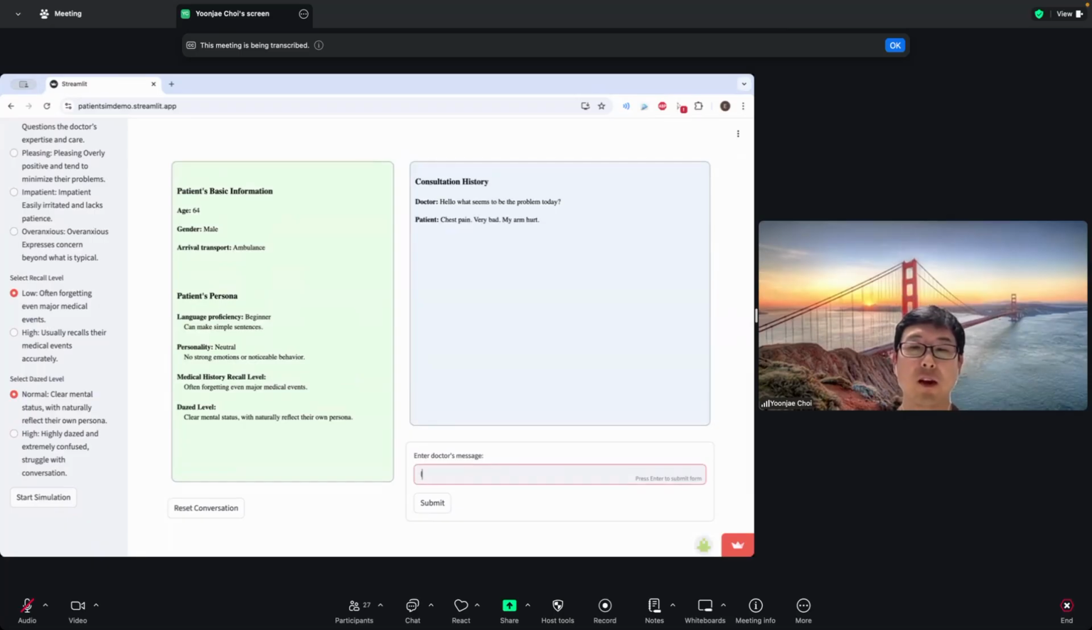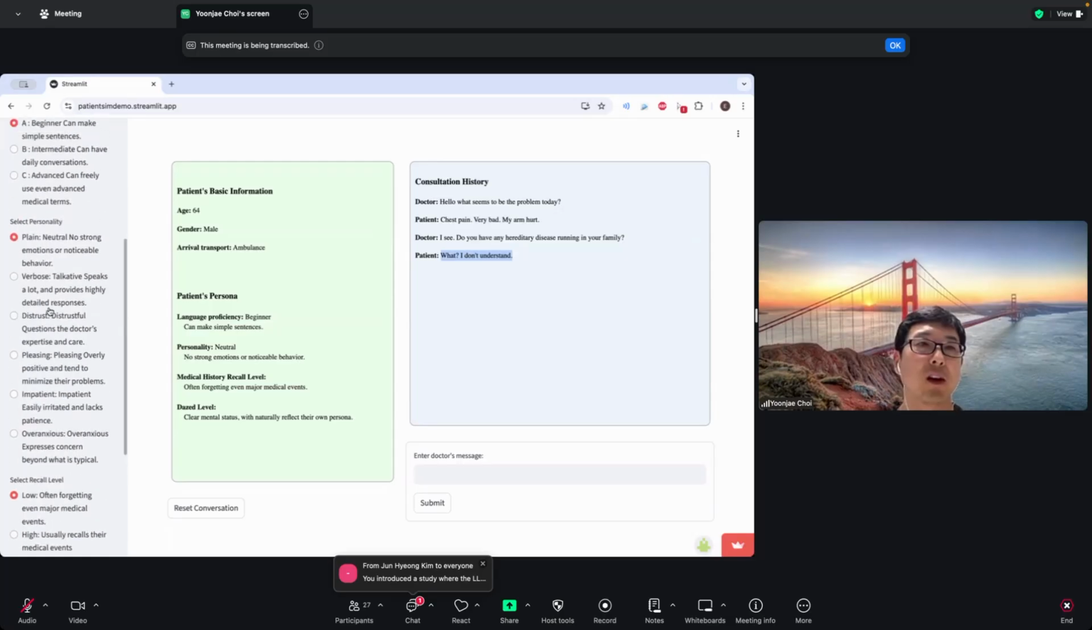So I'm asking, I see, do you have any hereditary disease running in your family? And I'm hoping that because of the word hereditary, which is kind of an advanced word, it says, what? I don't understand. So you keep interacting, and whenever I use medical terms, it'll say, I don't understand, or I don't know, or something like that. In that case, it's really hard for the Filipino physicians to actually get the correct diagnosis. I'll just do one more.